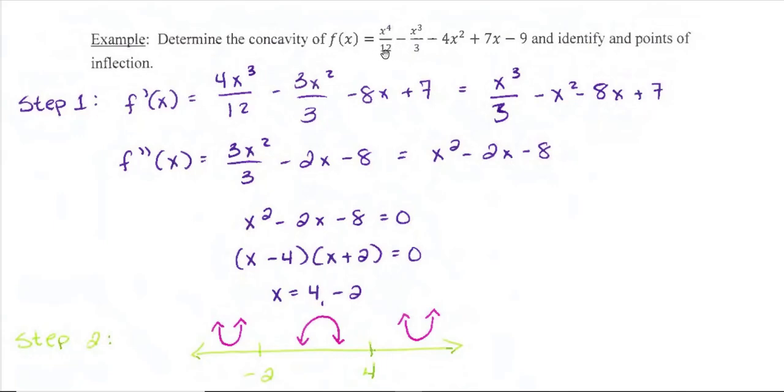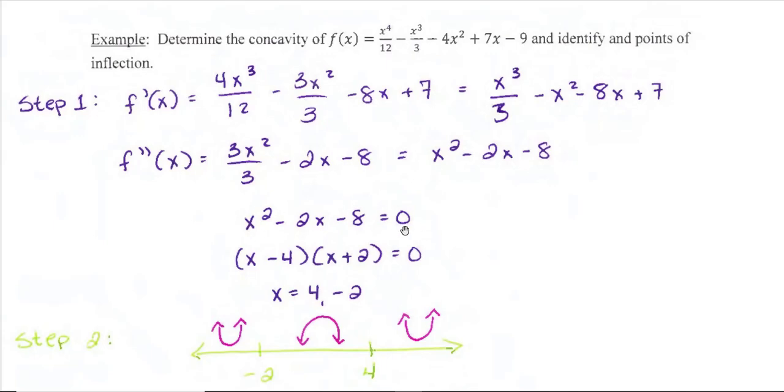So we'll take the derivative. This 12 is a constant. It can just stay. 4x cubed over 12 minus 3x squared over 3 minus 8x plus 7, and reduce to get x cubed over 3 minus x squared minus 8x plus 7 as your first derivative. This over 3 is just a coefficient. Leave it alone. So that second derivative will give me 3x squared over 3 minus 2x minus 8, which gives me x squared minus 2x minus 8.